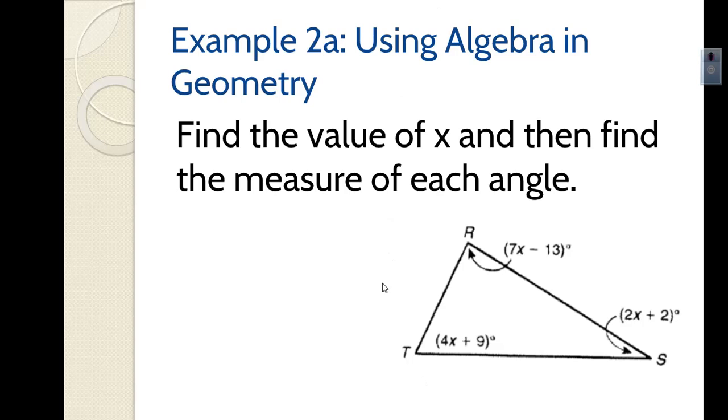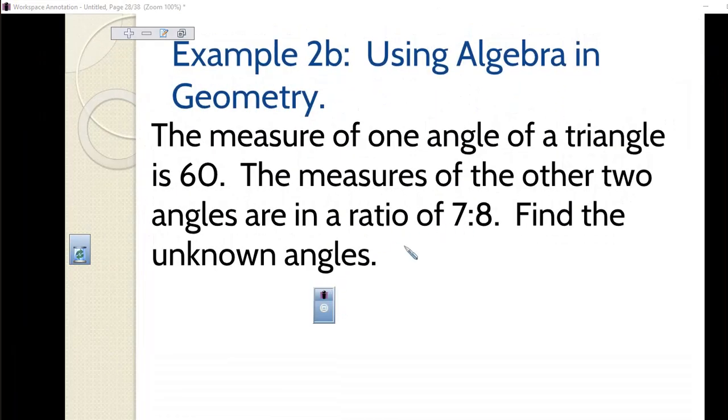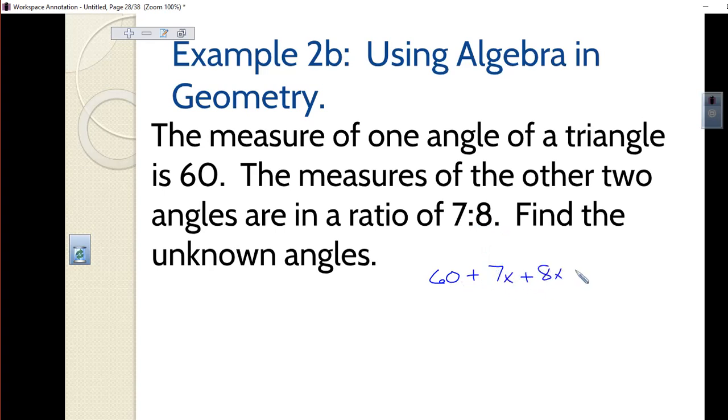All right, now let's look at this one. This one's a little different. The measure of one angle of a triangle is 60. So we have two other angles we got to find. The ratio of the angles is 7 to 8. Find the unknown angles. So the way we set this problem up is we start off with 60 plus 7, and we're trying to figure out what number can we multiply by 7 and 8 so that when we add it to 60, it equals 180. So this becomes 7x and 8x.